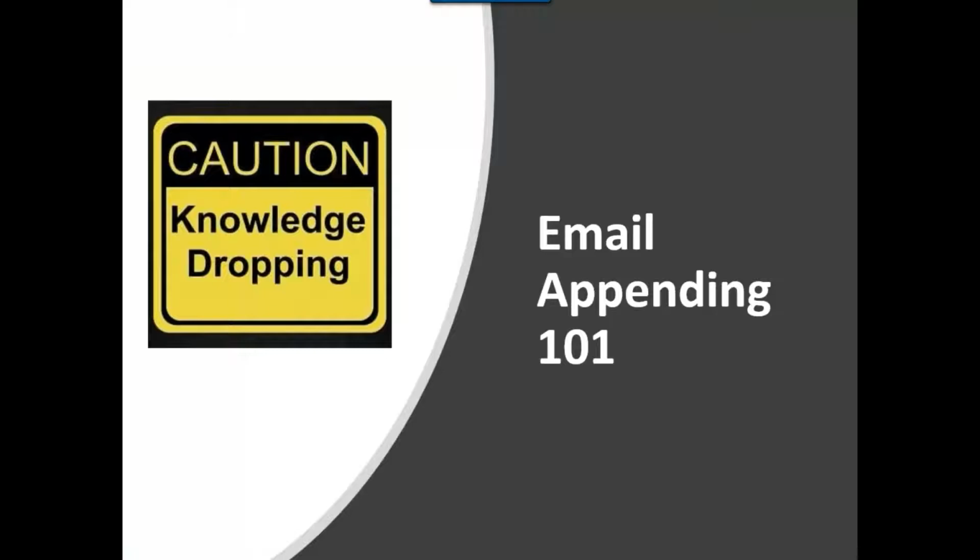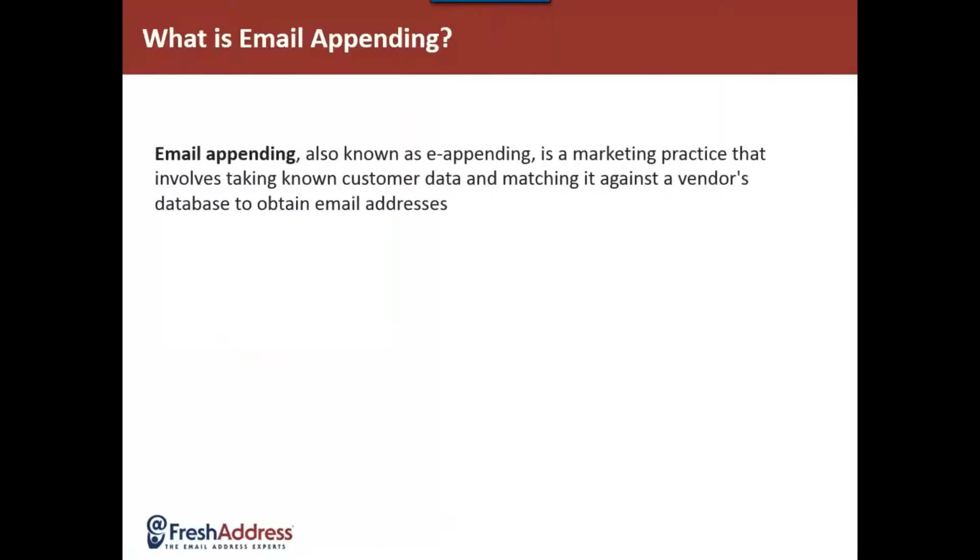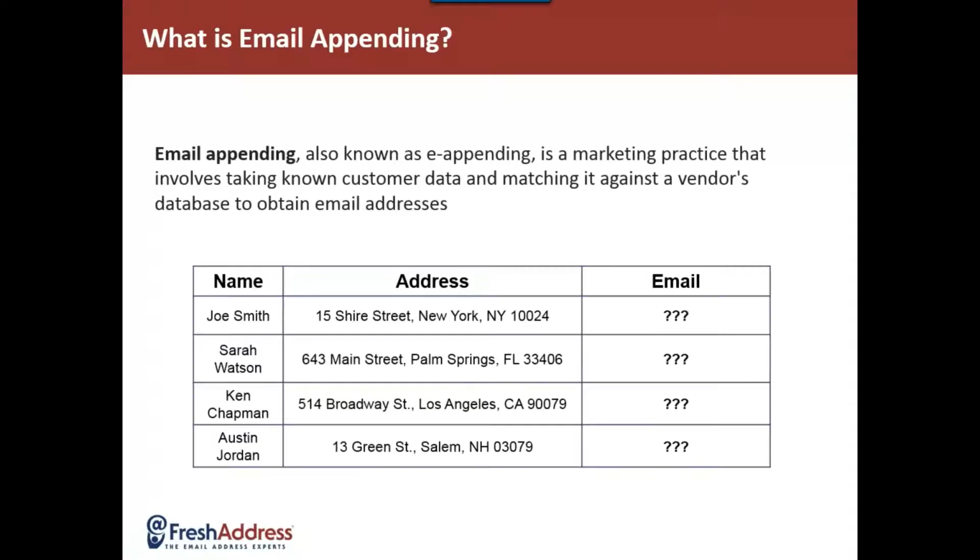So we are going to start with the basics here and talk about email appending 101, which is going to start with what is email appending. Also known as e-appending, it's the process of taking your known customer data, matching it against the vendor's opt-in database, in order to obtain email addresses. So let's take a look at a more literal example.